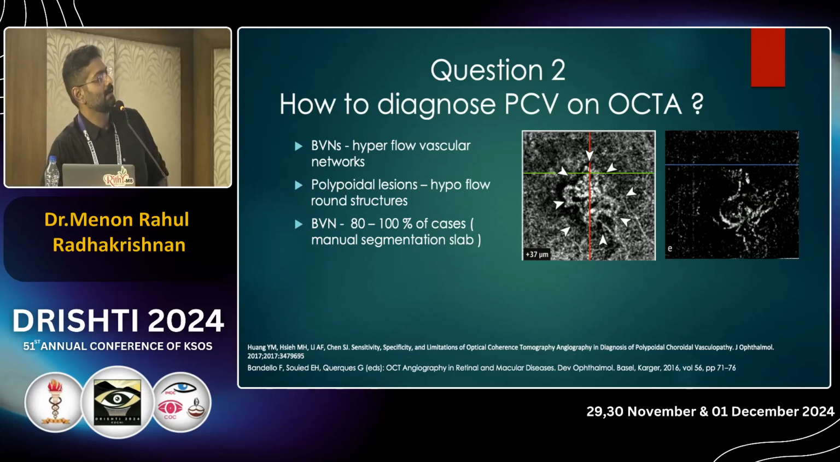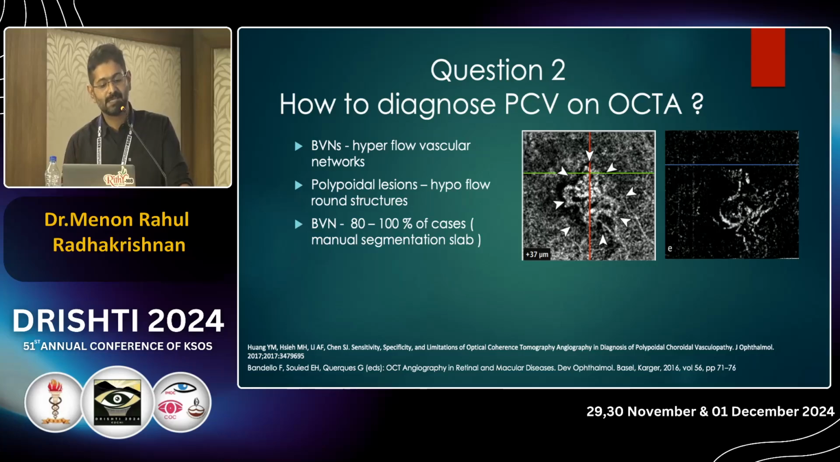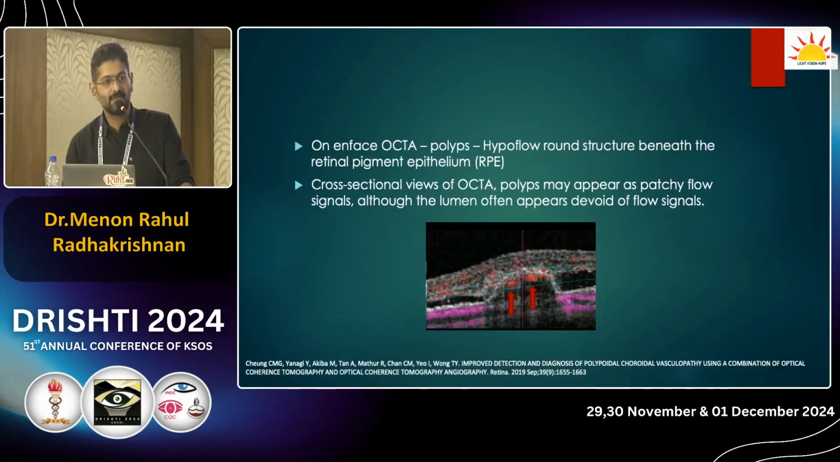So the branching vascular network appears as a hyperflow network in the en face image, and the polypoidal lesion will appear as a hypoflow lesion at the edges. So branching vascular networks can be seen in most of the automated segmentation slabs on the en face image, whereas the polyps are not usually picked up most often. Now in cross section, the polyps may appear as a patchy flow.